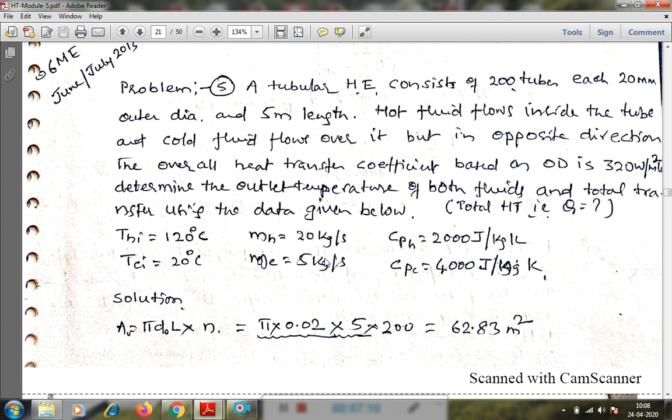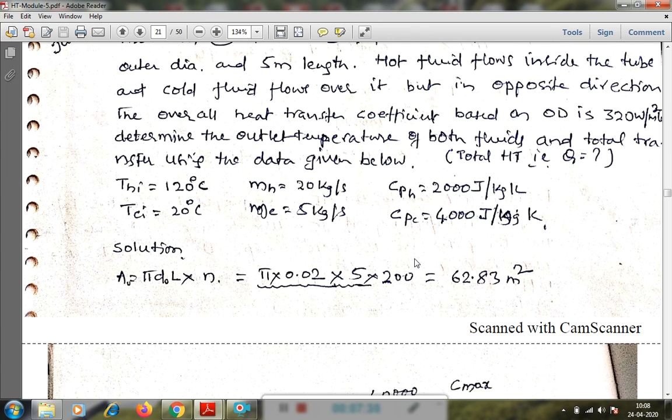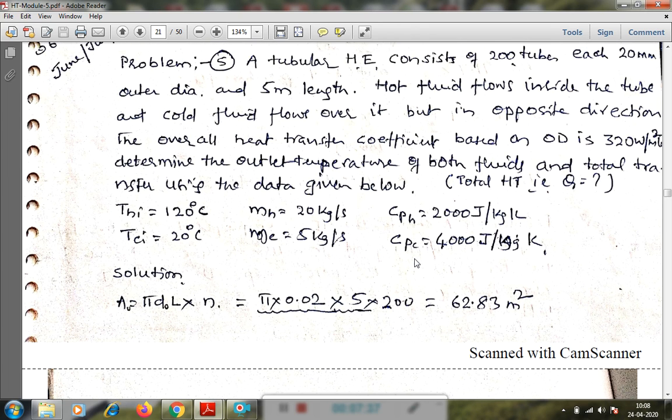Okay, the total heat transfer, that is Q, we have to find out. Actually in the question paper it is given as total transfer, but it is the total heat transfer. Then Thi is given, 120 degrees Celsius, Tci is given. Inlet temperatures of both the fluids are given. The mass flow rate and specific heats are also given. And what is asked here is the outlet temperatures of both the fluids.